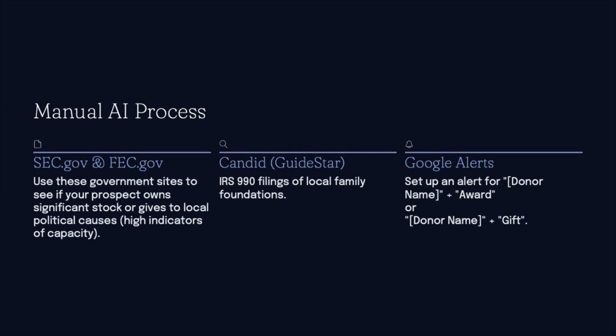2. Use Candid or GuideStar. Use the free search to look up the 990 filings of local family foundations. You'll see the names of the trustees. These are your major donor targets. Number 3, we've already talked about Google Alerts. You could set up an alert for donor name plus award or donor name plus gift.